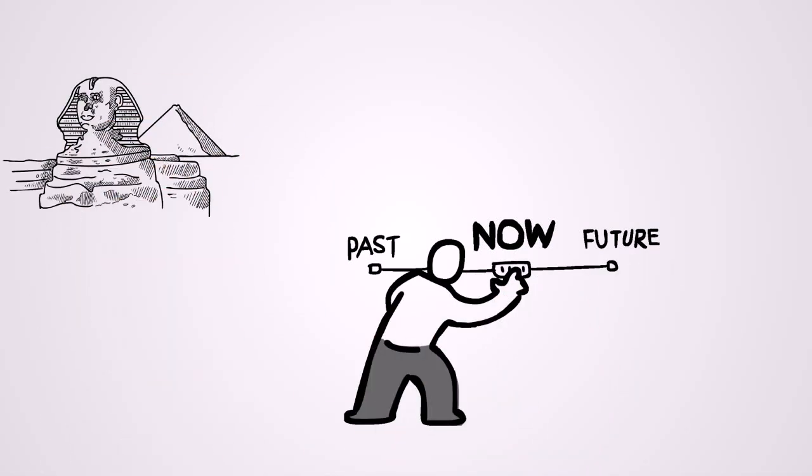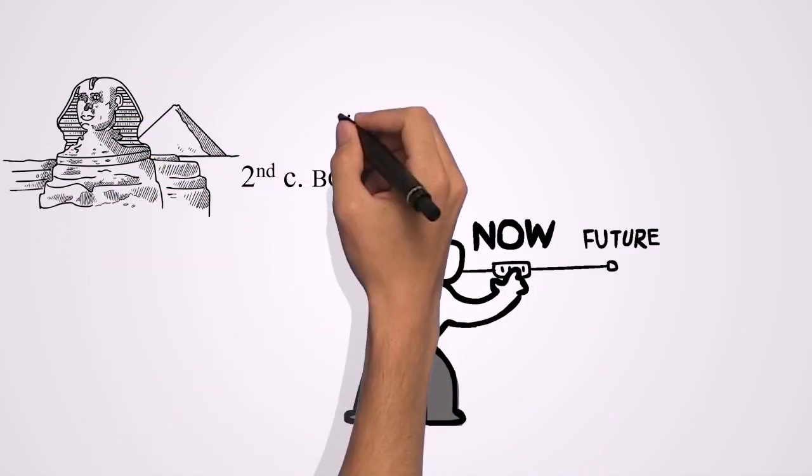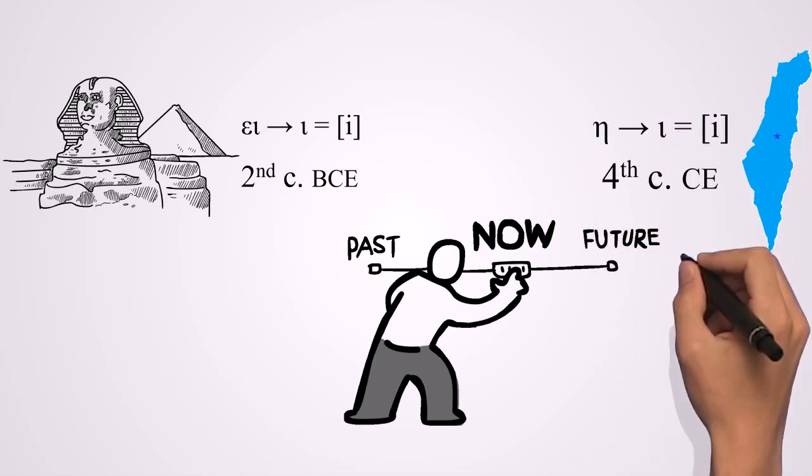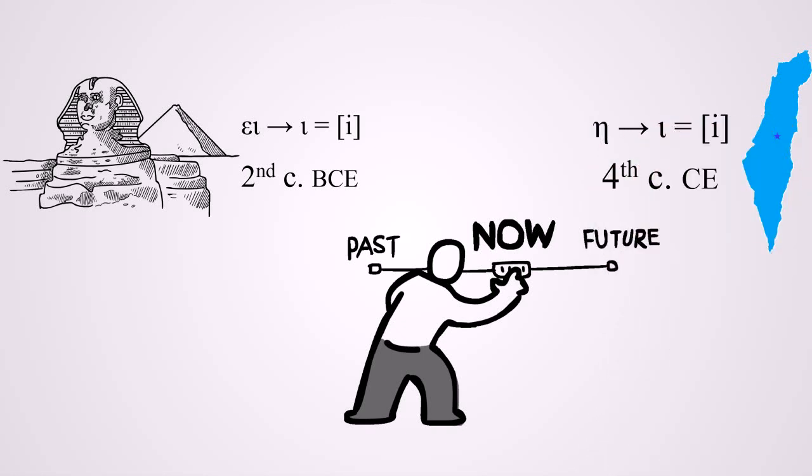For example, we can say that in Egypt, by the 2nd century BCE, epsilon iota had come to be pronounced as E. Or in Palestine, by the 4th century CE, eta had come to be pronounced as E as well, just like iota. There are, of course, many more details to this process.